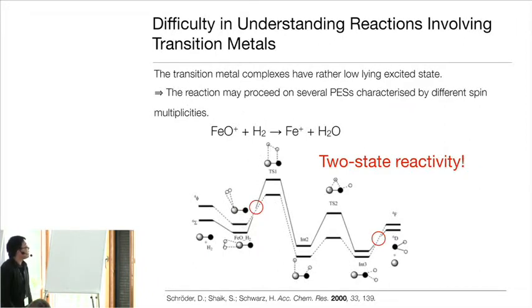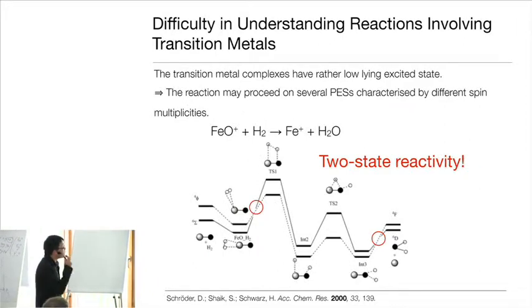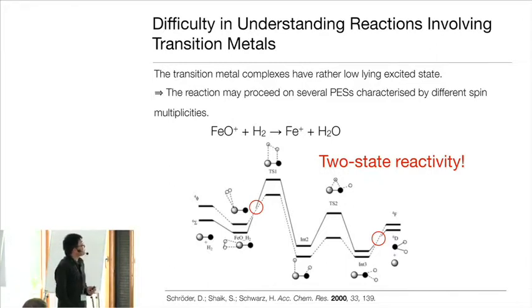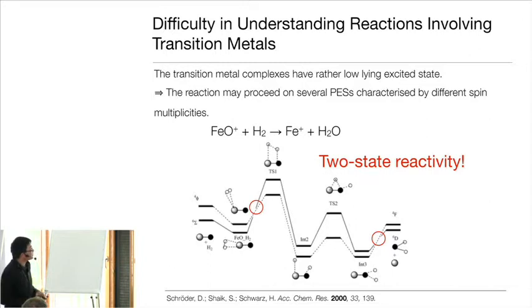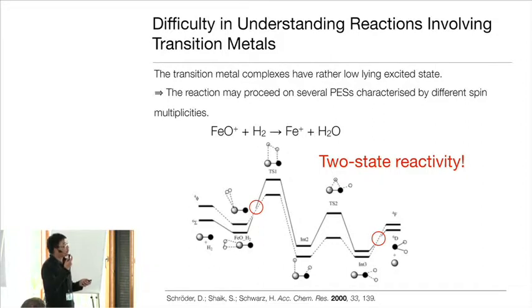Another thing we may measure, and I don't know if you understand it: the transition metal complex has different spin states. Some people work on spin crossover systems, and this indicates that the reaction may proceed on different potential energy surfaces. One example that we studied in the literature is an iron-oxo atomic unit reacting with dihydrogen. The reactant and the product have the sextet ground state, but the reaction turns out to proceed on the quartet excited surface.